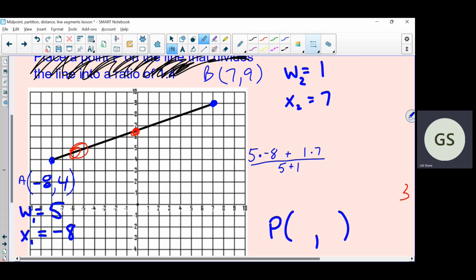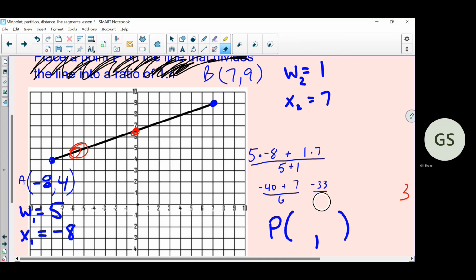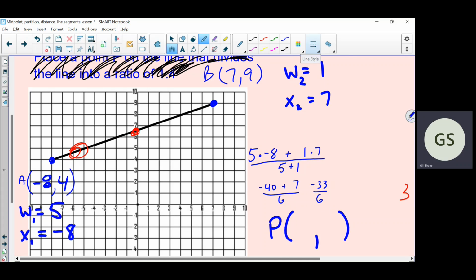So in your calculator, say, well, this is 5 times -8. So that's -40. Plus 1 times 7 is 7, divided by 5 plus 1 is 6. Then again, to be safe, we would say -40 plus 7 is -33. I don't know why I wrote a 3. So our final answer, hopefully you can see that okay. Our final value for x is -33 over 6.